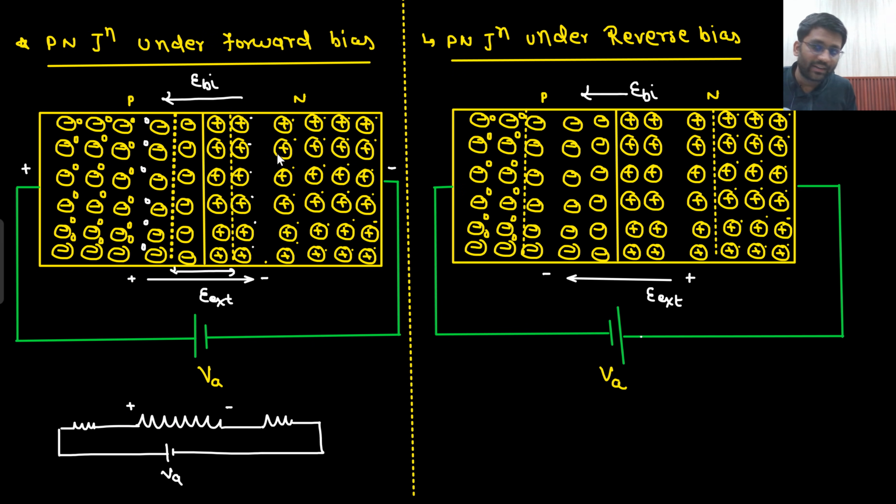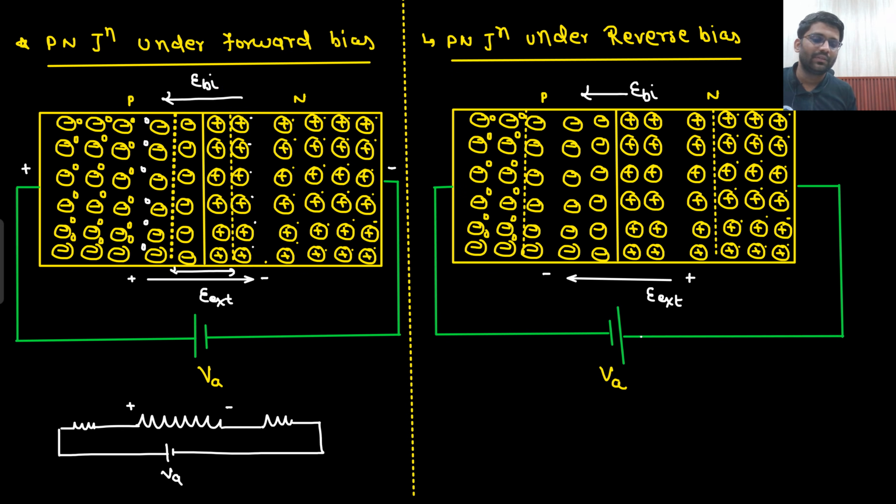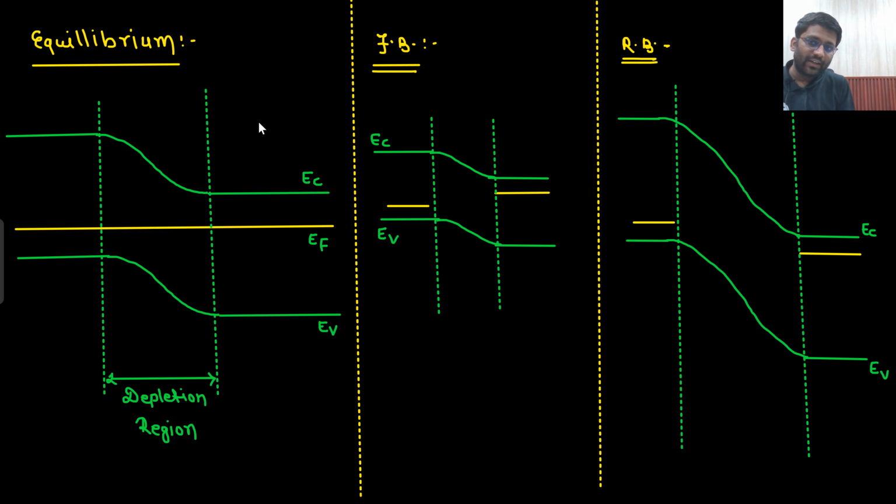Now what will happen? Under forward bias, on the N side you are applying negative, so this side will go up. And on the P side you are applying positive, so this side would come down. So this barrier will reduce. This was under equilibrium. Under equilibrium, this much barrier was there. Now when you apply the forward bias, the barrier has reduced. Can anyone tell how much this barrier will be? Yes, sir. It would be V built-in minus V.